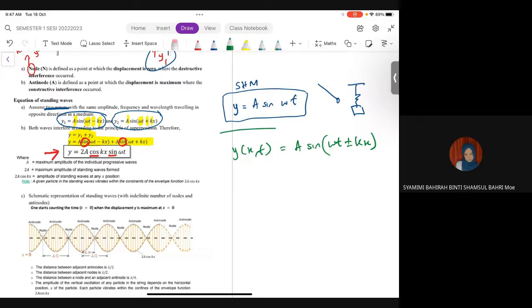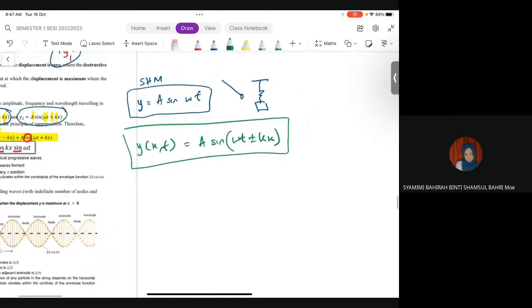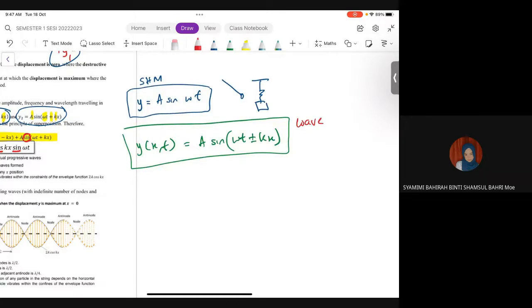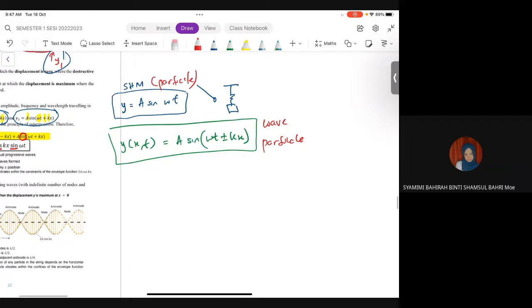Okay, apa beza formula ni dengan ini? Okay, yang ini berlaku bila ada dua. Iaitu ada wave dan ada particle. Kalau SHM, we are talking about particle only. So selalunya soalan ni ada dua pergerakan lah. Ada wave, ada particle. Okay.